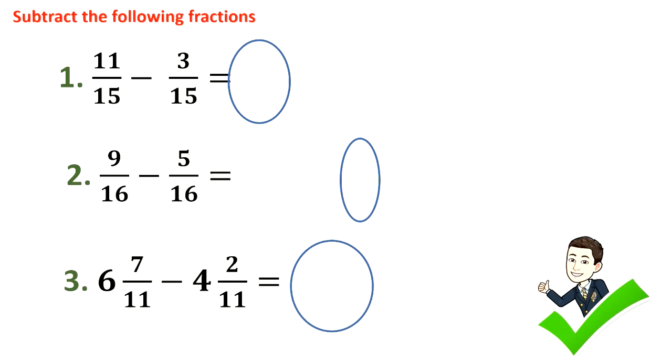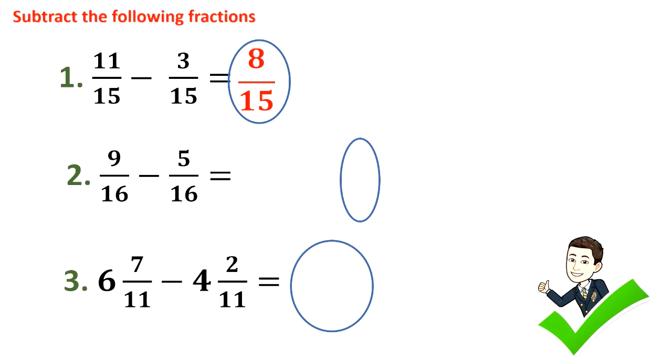Number 1. 11/15 minus 3/15. Copy the common denominator of 15 and then subtract the numerators. 11 minus 3 is equal to 8. So our answer in number 1 is equal to 8/15.